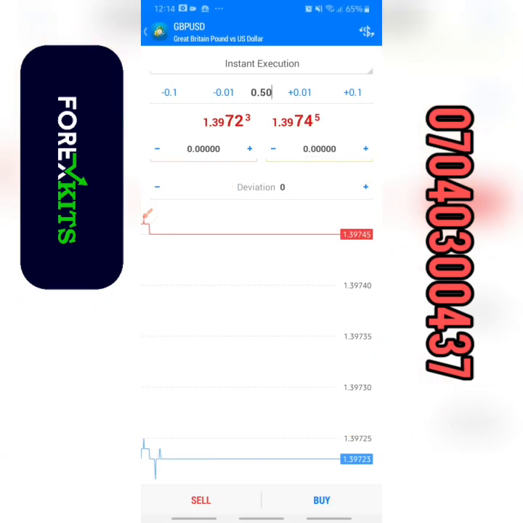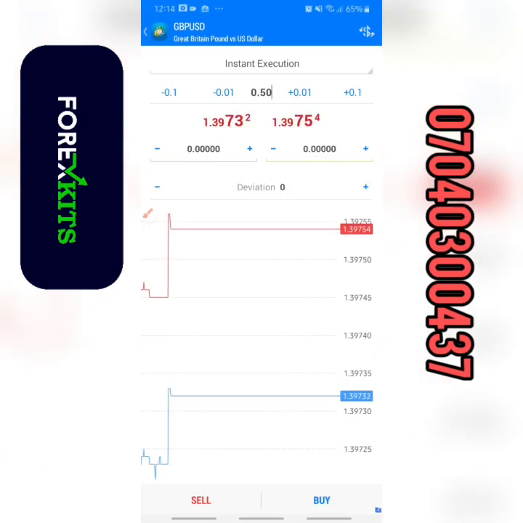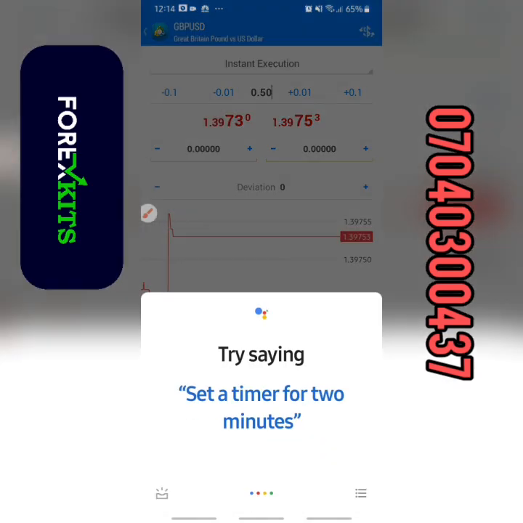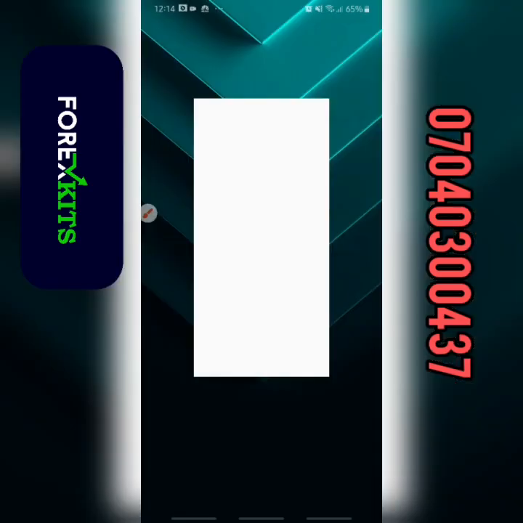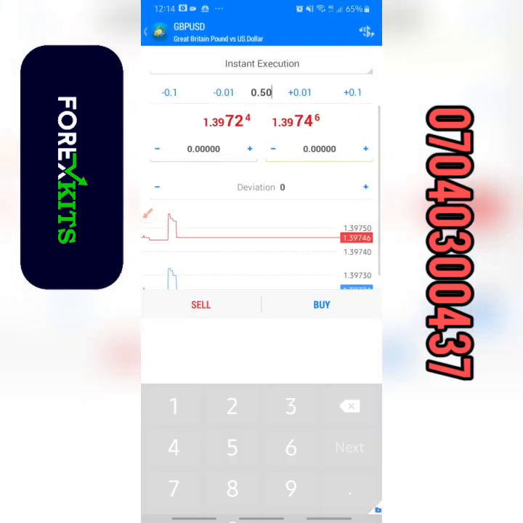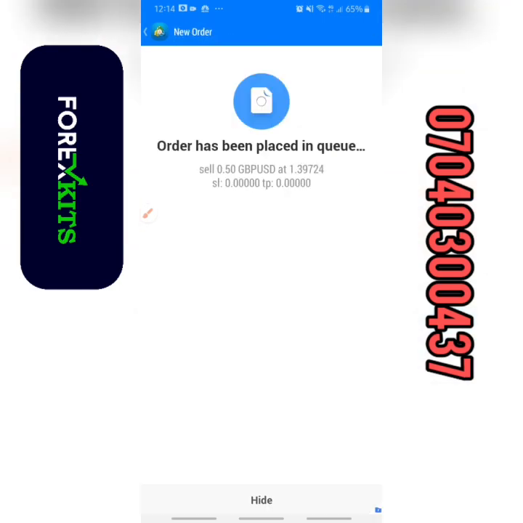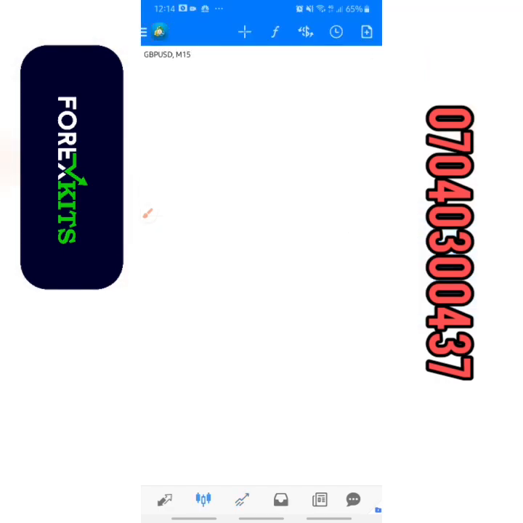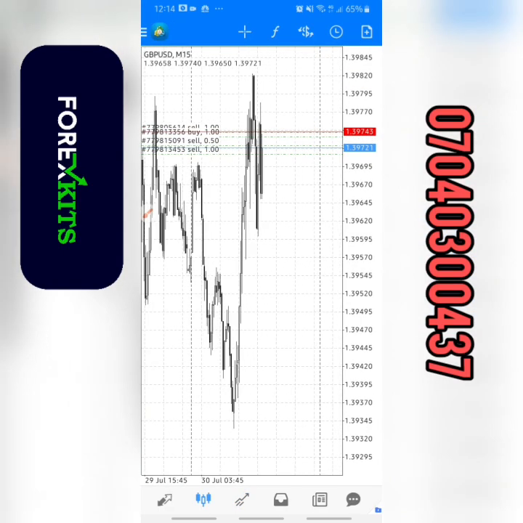I'll show you an example of that right now, but for an instant execution, you just click on sell or buy. So let me click on one of them right now. Sorry about that. Let me click on one of them right now. So I click on sell. See what happens. A sell order has been filled for me. If I go on the chart, you can see that I have a sell order filled.